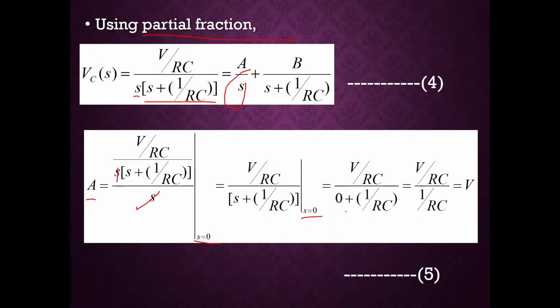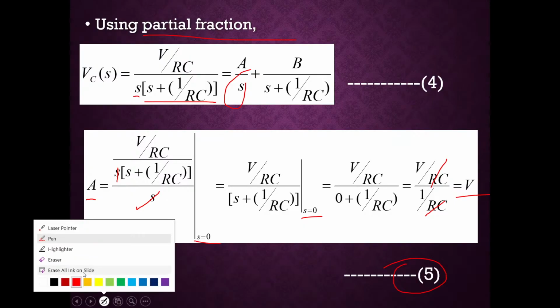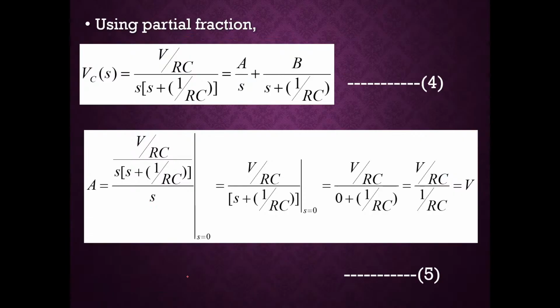You will get V by Rc by 0 plus 1 by Rc, which is V by Rc by 1 by Rc. Rc cancels, left over is V. So A is equal to V. Consider it as equation number 5. So you have got the A value, that is V.